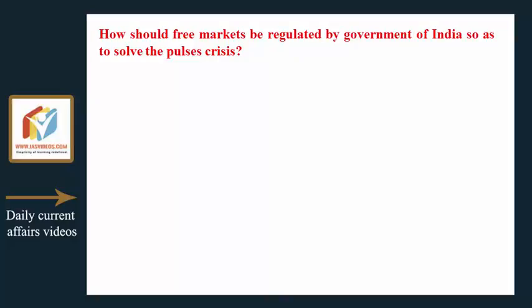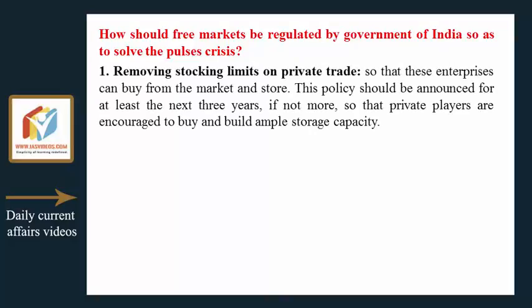How should free markets be regulated by the Government of India so as to solve the pulses crisis? 1. Removing stocking limits on private trade, so that these enterprises can buy from the market and store. This policy should be announced for at least the next 3 years, if not more, so that private players are encouraged to buy and build ample storage capacity.